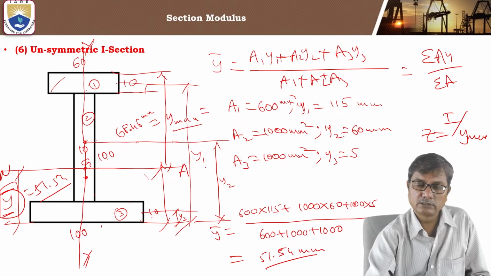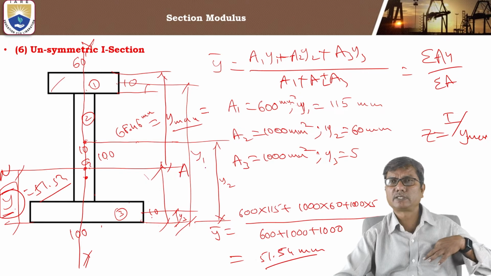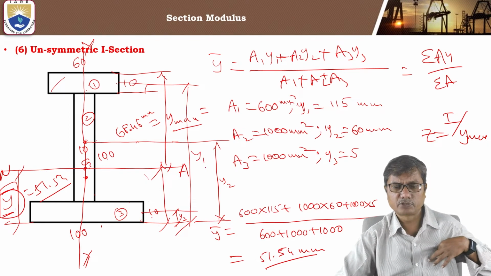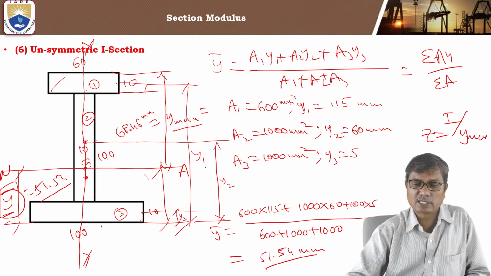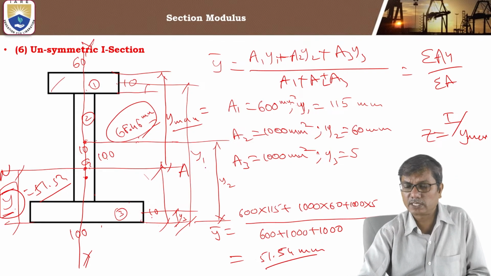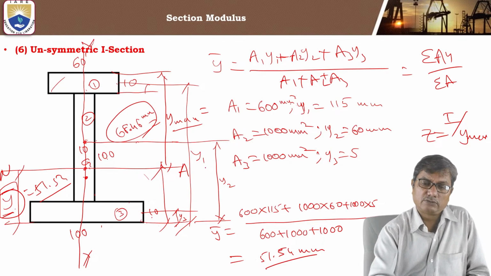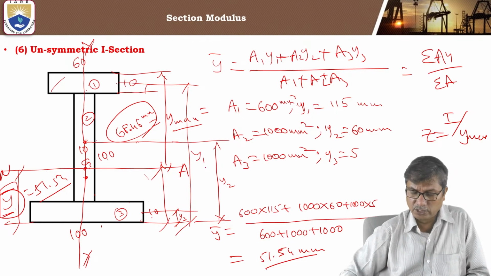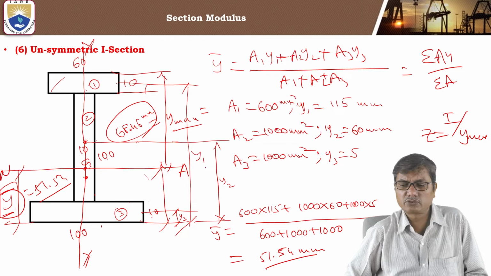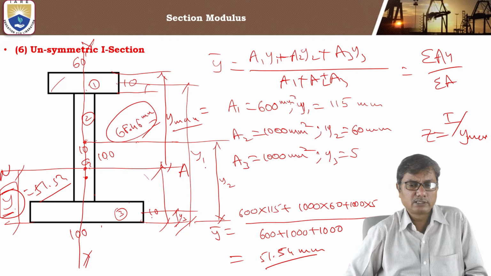Y maximum is the distance of the extreme fiber from the neutral axis. So I by y maximum gives the section modulus. Y maximum we can find now, knowing the location of the centroidal axis. Next is to find the moment of inertia of the section.